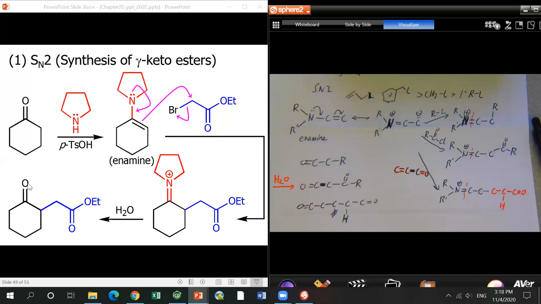And then you eventually get the carbonyl group back. So overall, this just looks like an alpha alkylation, using the original ketone.